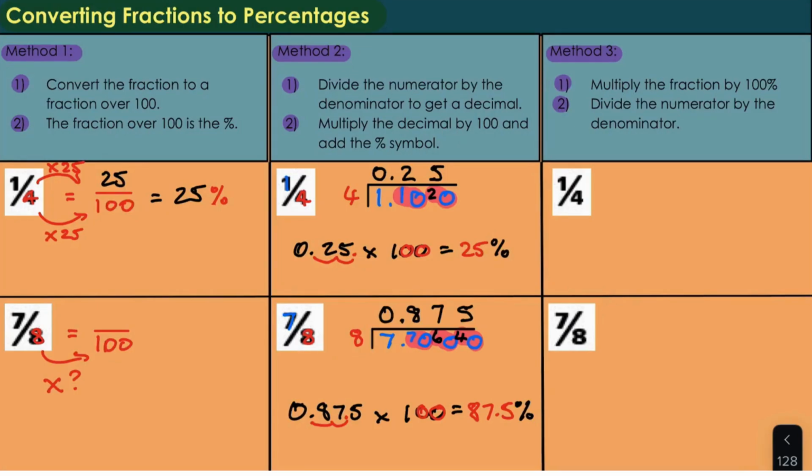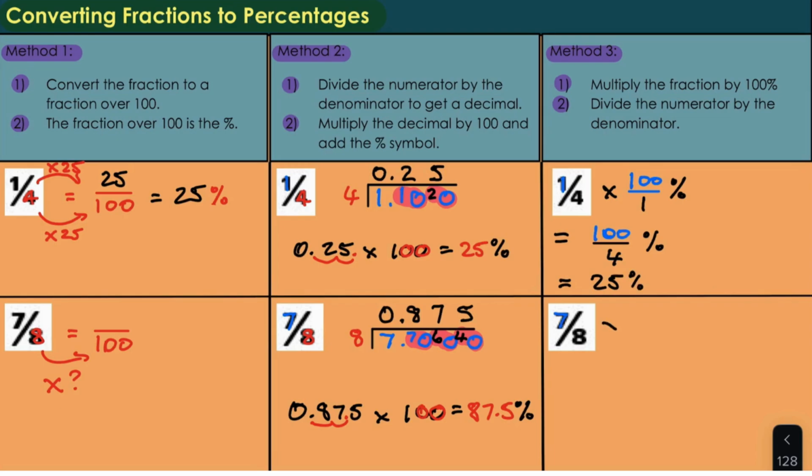Method 3, again, we have two steps. So, step 1, multiply the fraction by 100%. 100 can be expressed as 100 over 1. And we don't forget our percentage. Now, multiplying the numerators, the 1 times the 100 on top is 100. The denominator is on the bottom. 4 multiplied by 1 is 4. And I still have my percentage. And 100 divided by 4 is 25%.